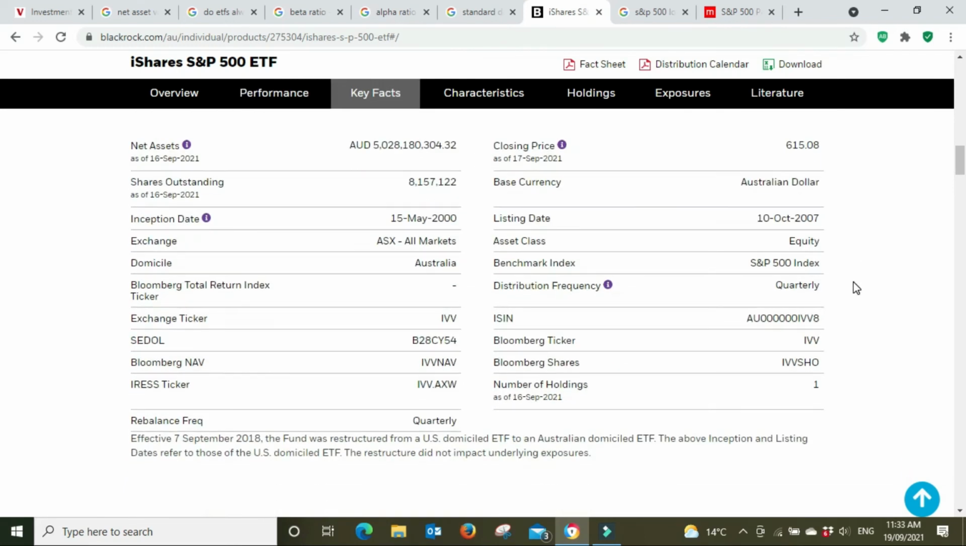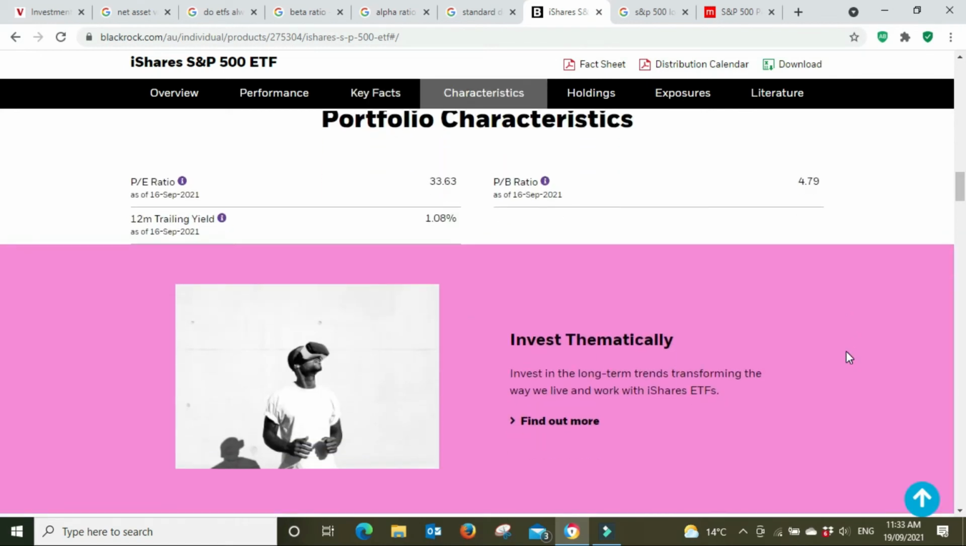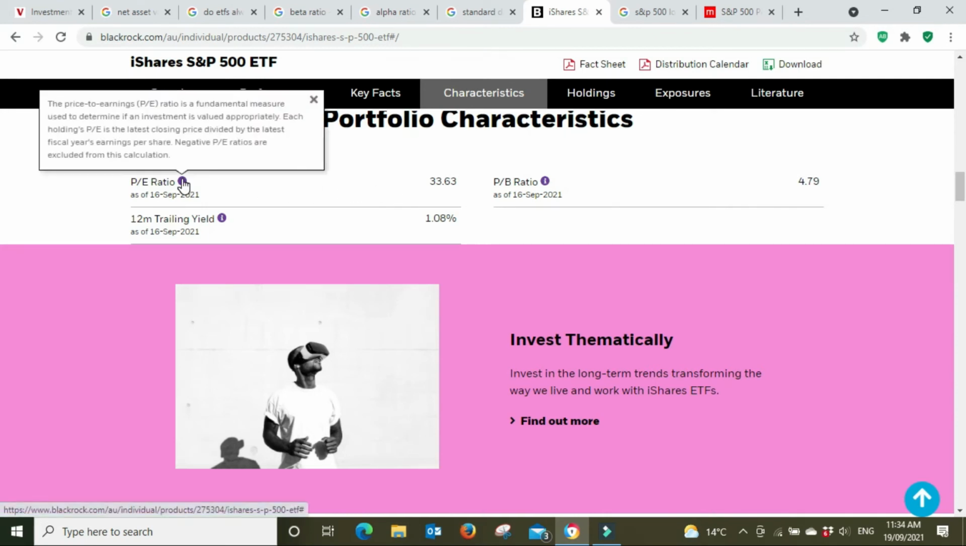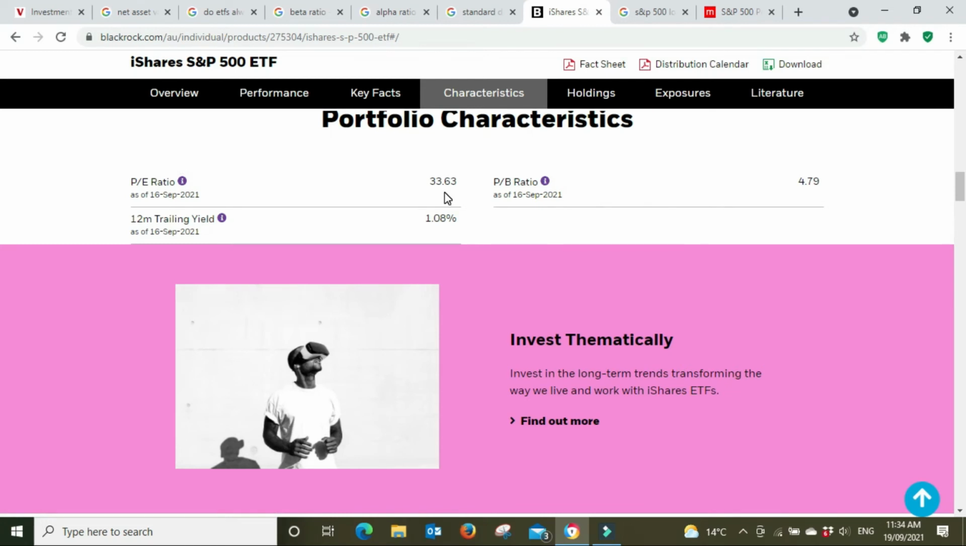Key facts. Net assets, you've got 5 billion worth of assets there. The number of shares outstanding, and if you divided the net assets by the number of shares, it should be pretty close to the net asset value. Rebalancing frequency every quarter, and then we've got some similar ratios down here. So again, we've got the PE ratio. You've got some information windows popping up here. 33.63. That's what it's trading at now.